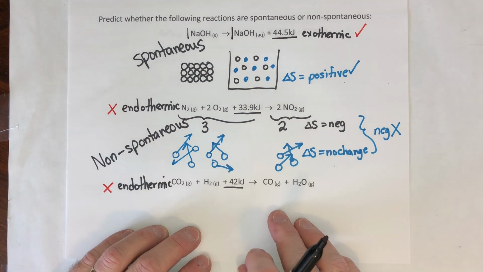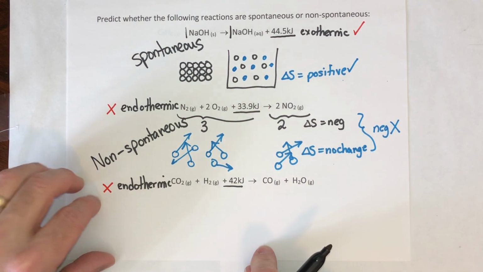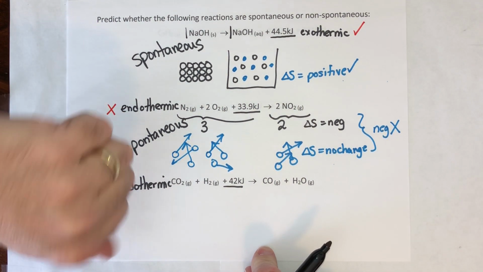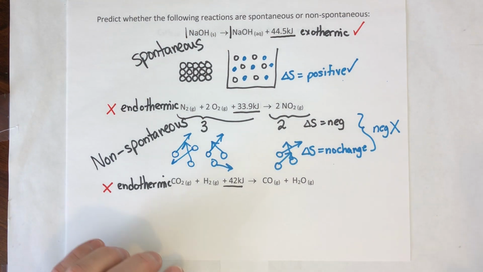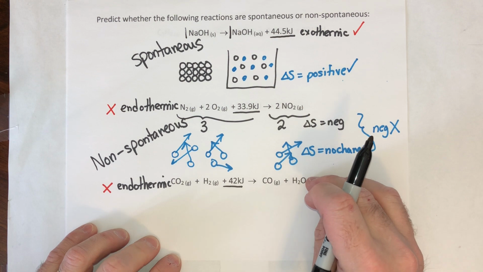All right, let's move down to the third one. We've already said that it's endothermic. Endothermic is a vote against. I do need to figure out now entropy changes. So the first thing I'm going to do is count.